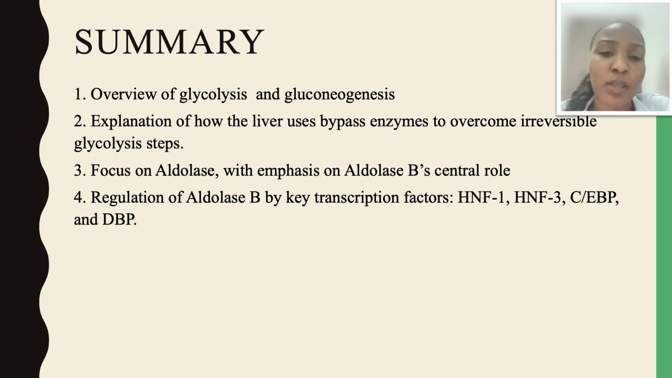So in short, DBP ensures that aldolase B is expressed in sync with our metabolic needs, while the CCAT enhancer binding protein ensures that aldolase B is ramped up during fasting or stress. It seems like they're both doing the same thing, but one of them is specifically used when we fast, and the other one is used in a cycle of fasting, so sleeping. Now, just to summarize this entire presentation, we spoke about the degradation of glucose, which is glycolysis.